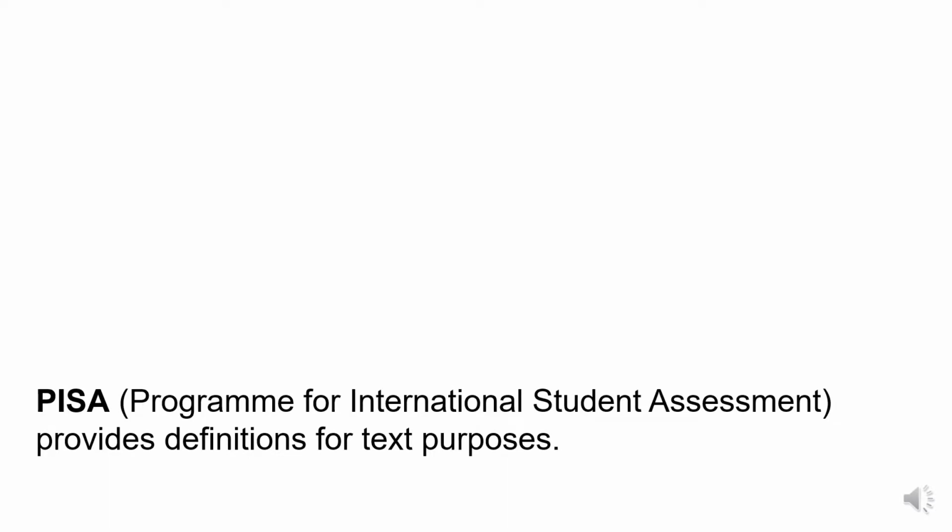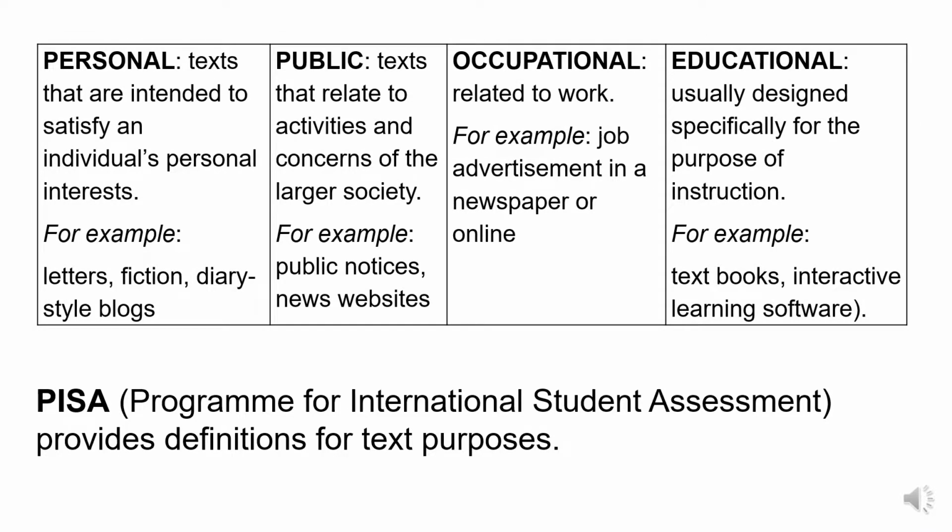Well, PISA, the Programme for International Student Assessment, have provided definitions for text purposes that candidates for GCSE English Language need to be aware of. So we have 4 different text purposes: personal, public, occupational, and educational. The PISA definition for a personal text is texts that are intended to satisfy an individual's personal interests. So they are specific to one person. For example, a letter, piece of fiction, a diary entry, text messages would all count as personal texts.